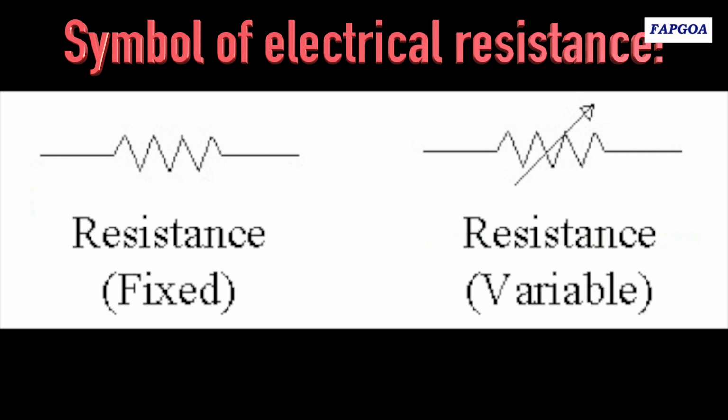Electrical resistances in electric circuits can be represented as either fixed or variable. If the resistance is fixed, we cannot change the value of the resistance in the circuit. But in case of variable resistance, the resistance can be either increased or decreased in the circuit while the electric current is flowing through it.